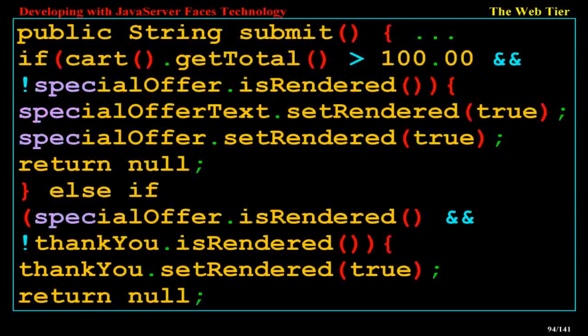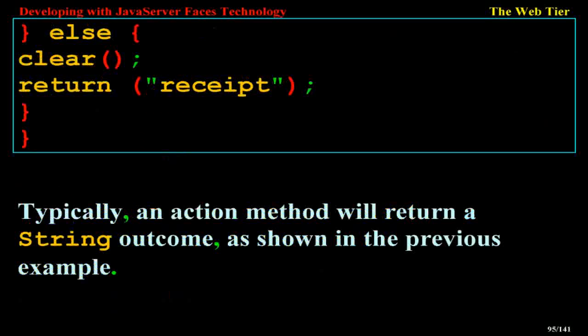Public String submit. If cart.getTotal > 100, specialOffer.isRendered, specialOfferText.setRendered true, specialOffer.setRendered true, return null, else if specialOffer.isRendered, thankYou.isRendered, thankYou.setRendered true, return null, else clear, return receipt. Typically, an action method will return a string outcome, as shown in the previous example.